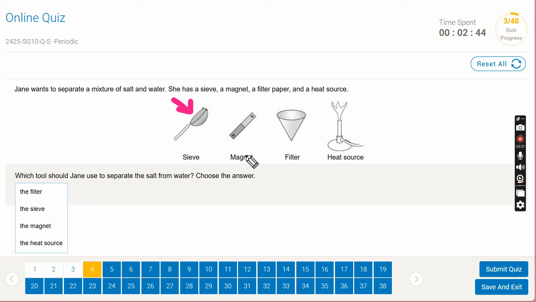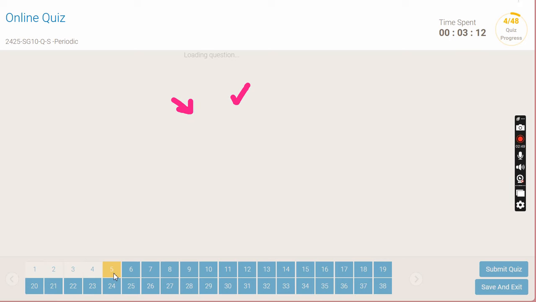A magnet is used when you can attract. So if there are iron nails in sand, you can attract them. A magnet can attract metals, to separate them. A filter separates a liquid from a solid, and it can be 2 solids as well. The liquid will pass through and the solid will stay behind. A heat source is for a material that is dissolved in water, like sugar or salt in water. You can heat up the water and only the sugar and the salt will be left behind. So the answer is the heat source.